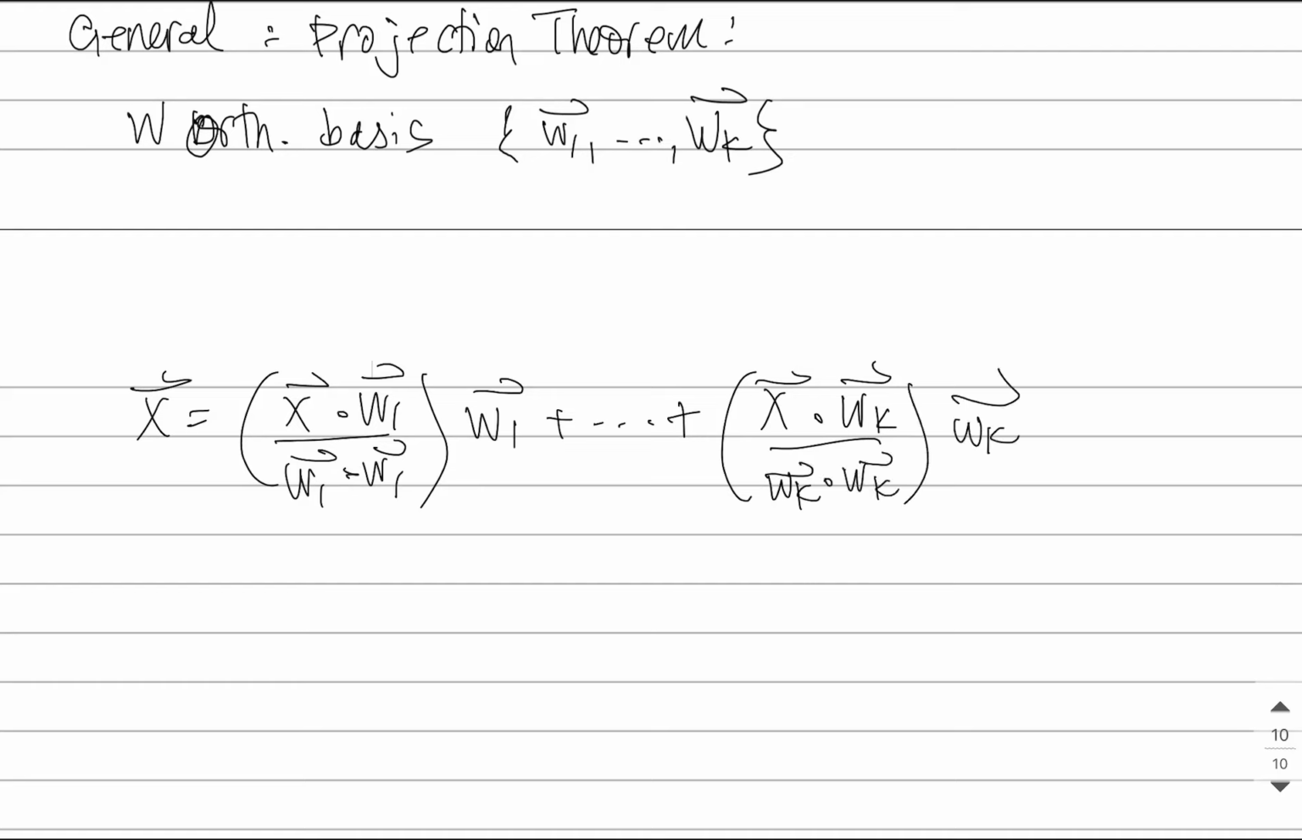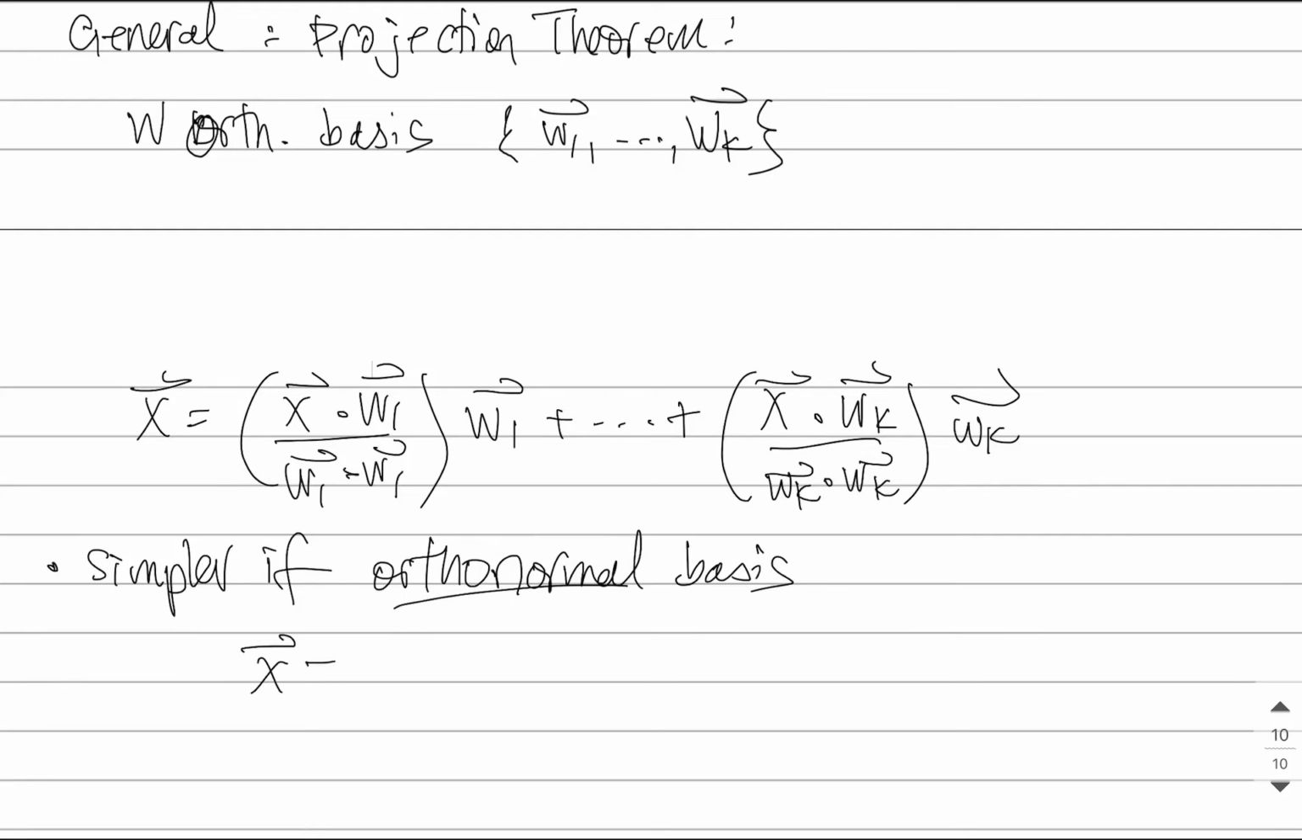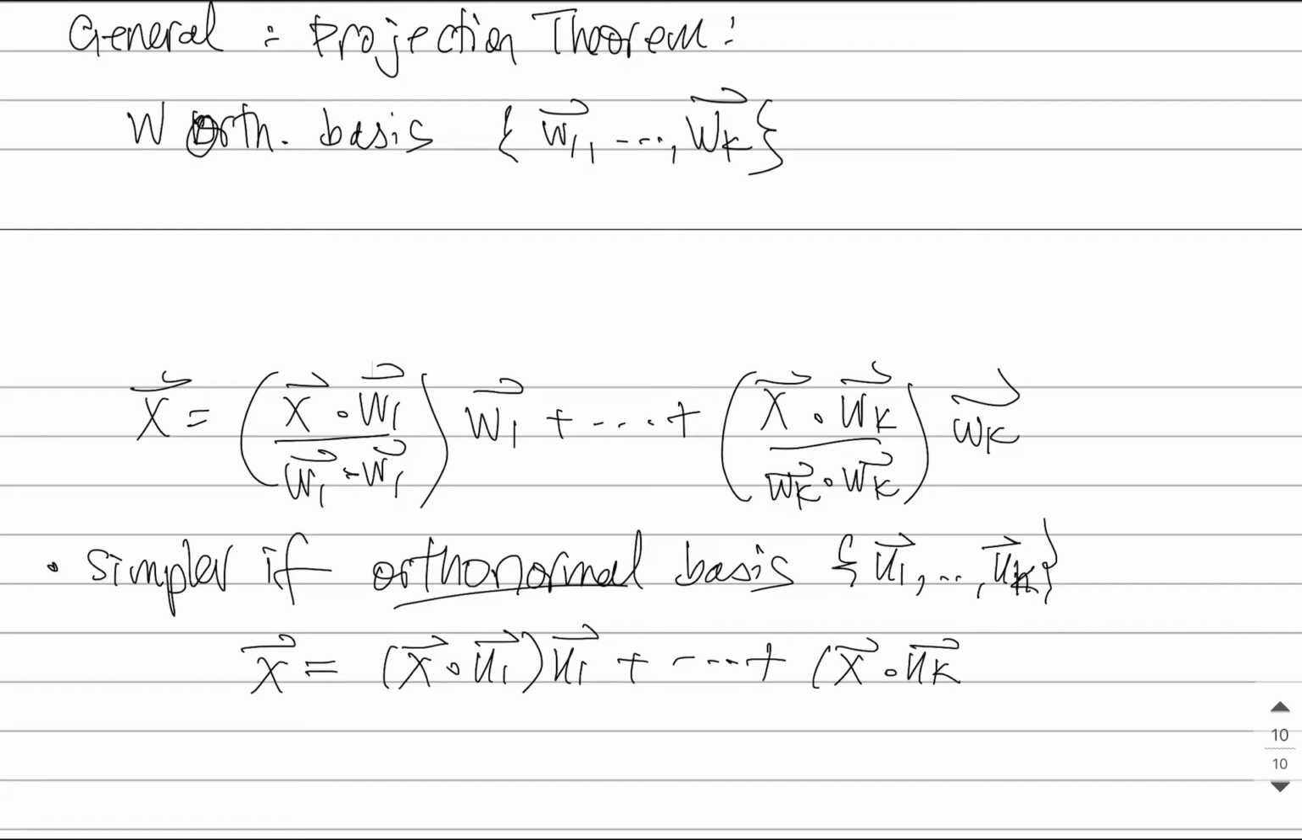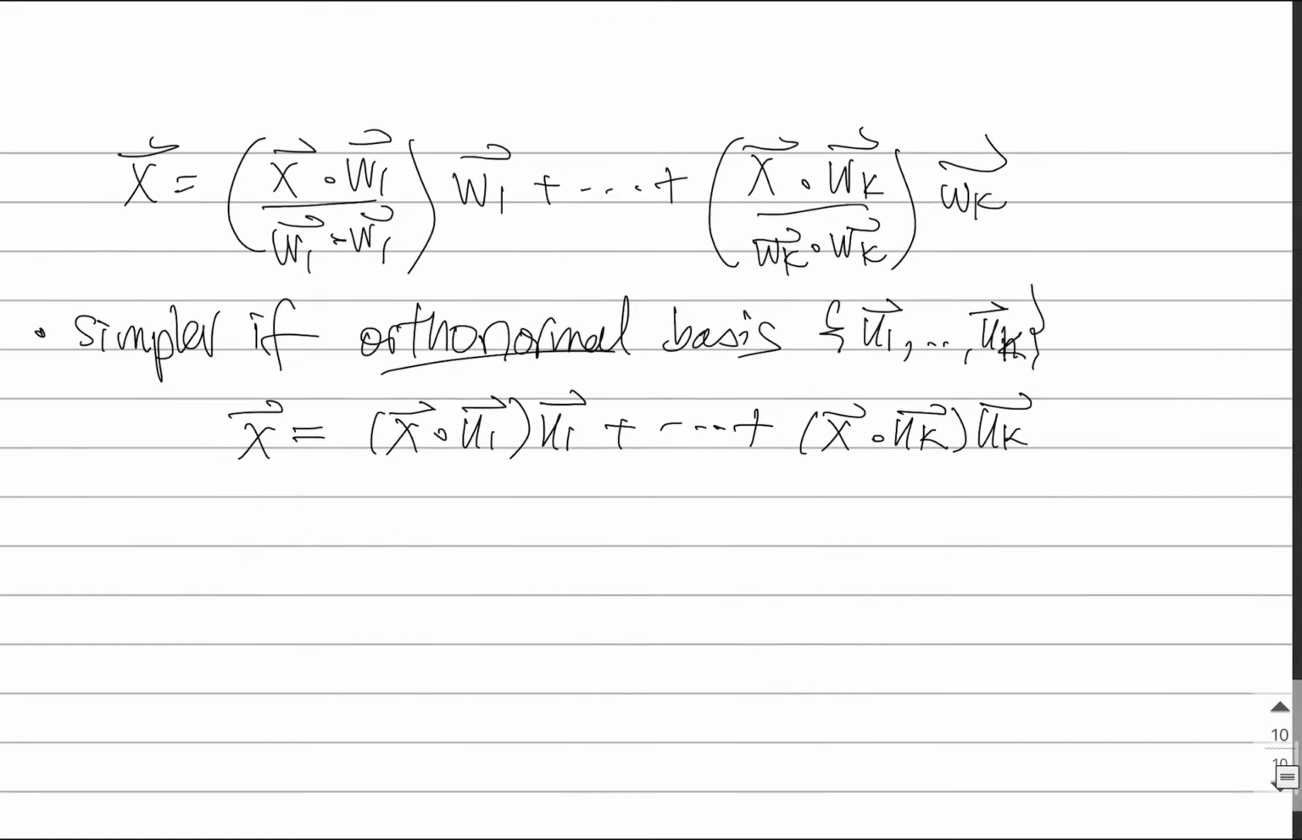It's even simpler if we have an orthonormal basis. In that case, we are just going to have x dotted with u1. So let's say our orthonormal basis is u's, u for unit vector. u1 dotted with x times u1 all the way down to x dotted with uk into uk.